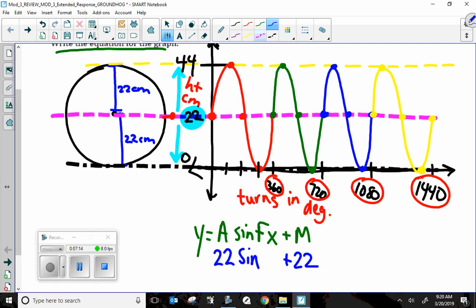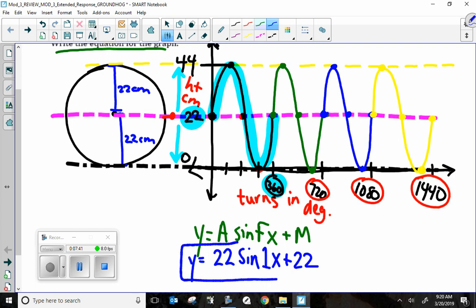So the last thing I need is my frequency. Frequency, by definition, is how many curves are in 360 degrees. Here's 360 degrees. How many curves do I see? One curve in 360 degrees. So I can write my 1 here, but I don't have to. Okay? And that is the equation of our sketch.